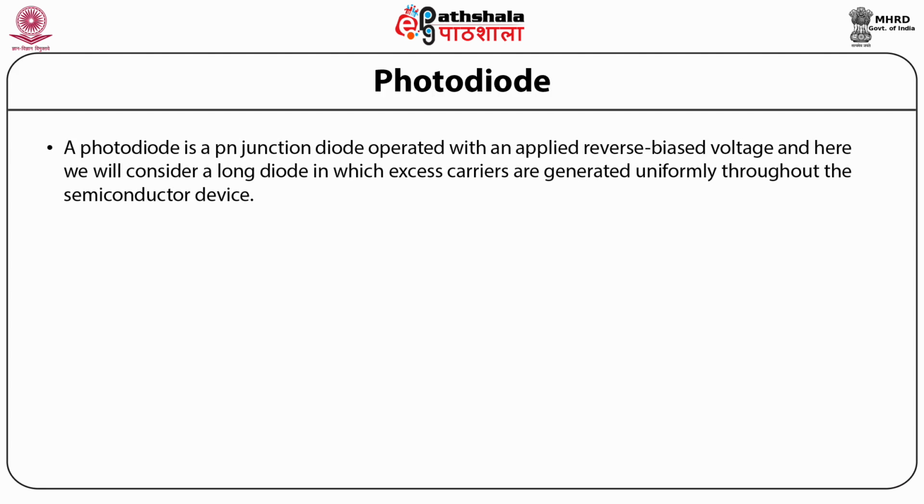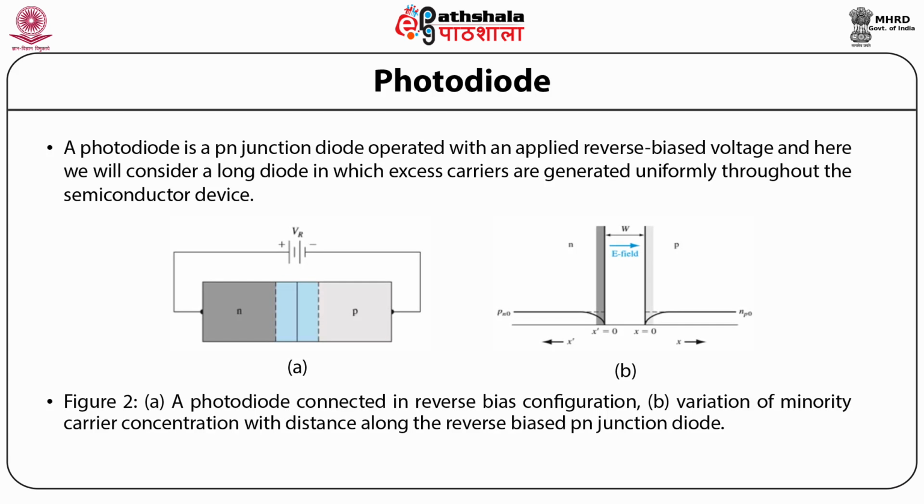A photodiode is a PN junction diode operated with an applied reverse bias voltage, and here we will consider a long diode in which excess carriers are generated uniformly throughout the semiconductor device. The device in reverse bias configuration is shown in this figure, where figure A shows a photodiode connected in reverse bias configuration, and part B shows the variation of minority carrier concentration with distance along the reverse biased PN junction diode.